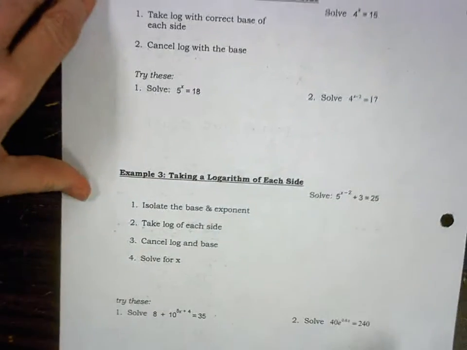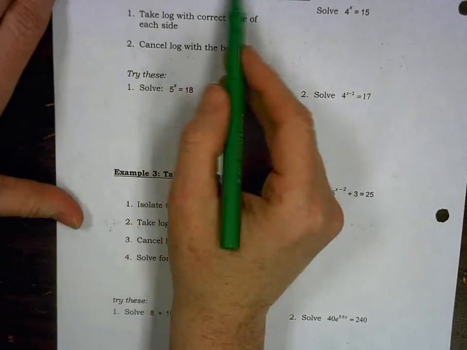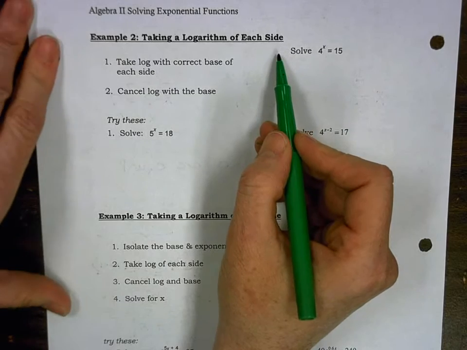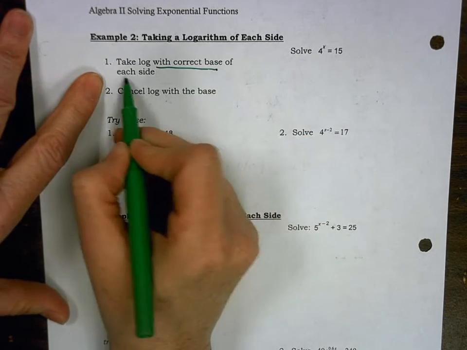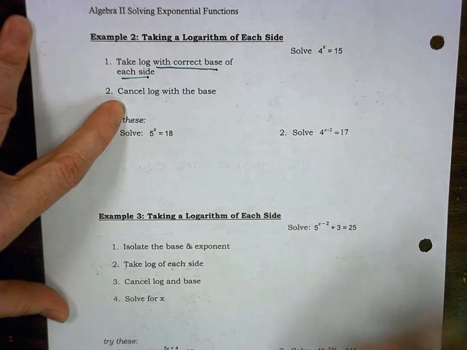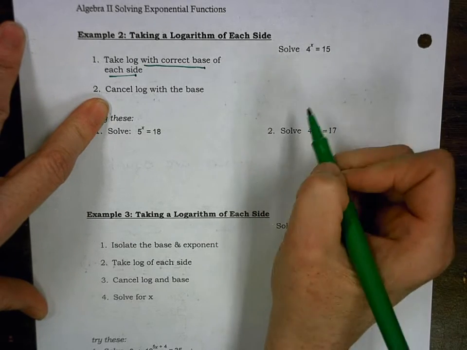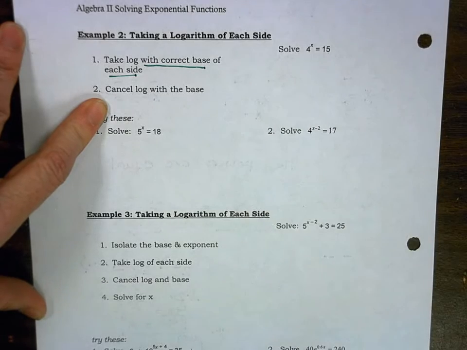So, now we're going to solve exponential functions by taking a log of each side. Take a log with the correct base of each side, cancel the log with the base. What the heck does that mean? Well, if I have 4 to the x, how can I get rid of that 4? I want to get to the x, right? We're always about solving for x.